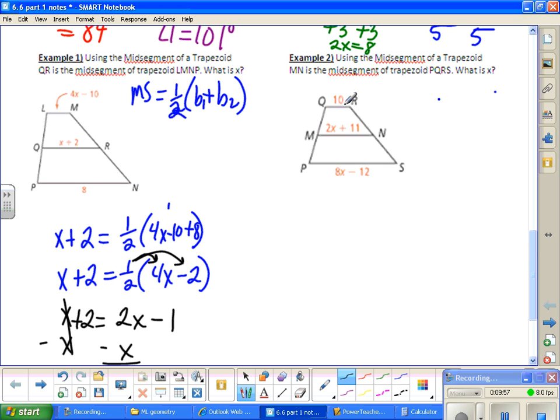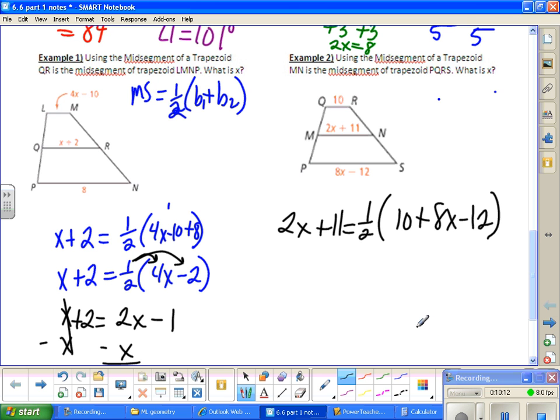Okay, so the next one, we're going to do the same thing. We're going to say our mid-segment equals, so 2x plus 11 equals 1/2 times 10 plus 8x minus 12. You have to know how to combine like terms in order to do this. So 2x plus 11 stays the same. 1/2 times, I'm going to put my 8x, and then my like terms, 10 minus 12 becomes a minus 2.